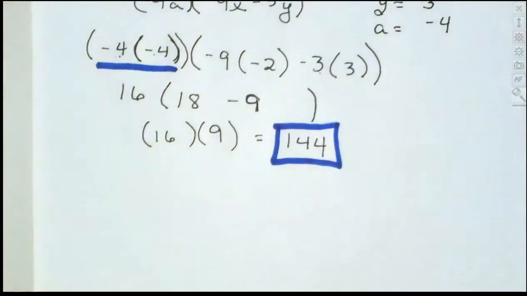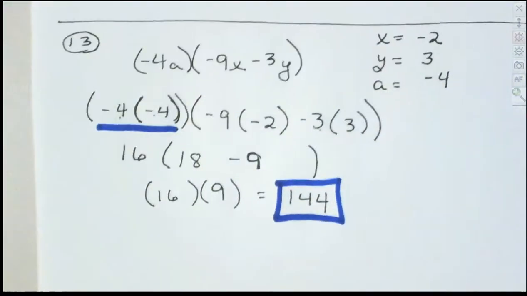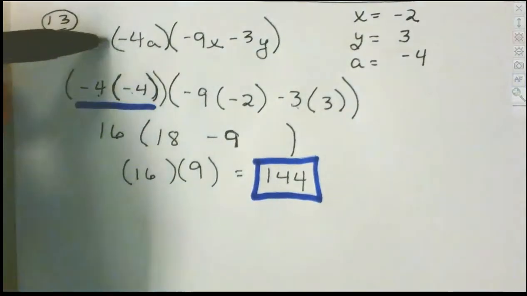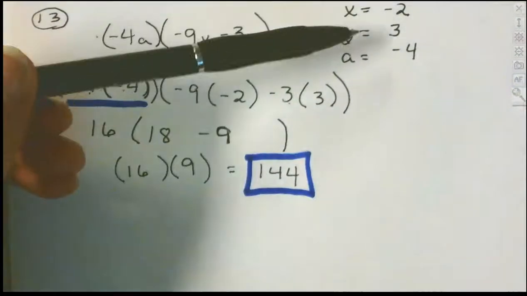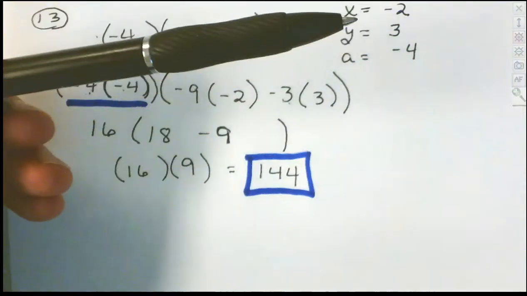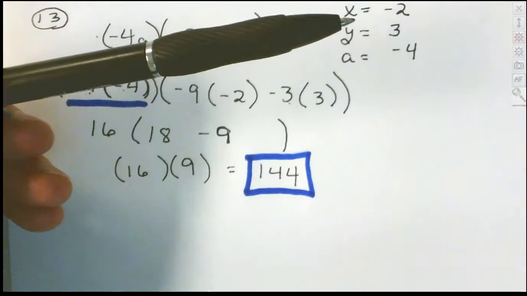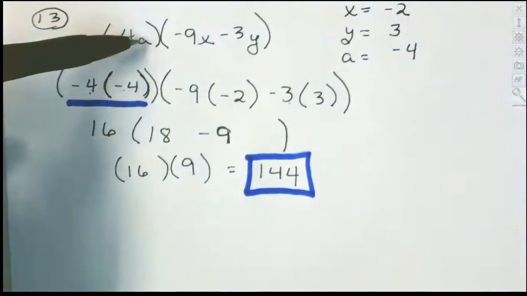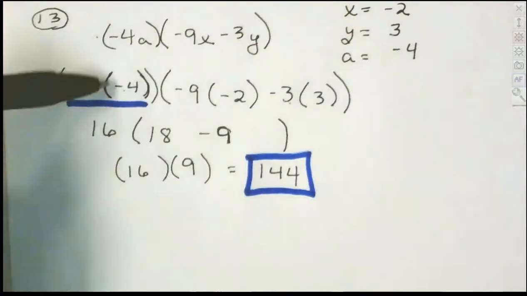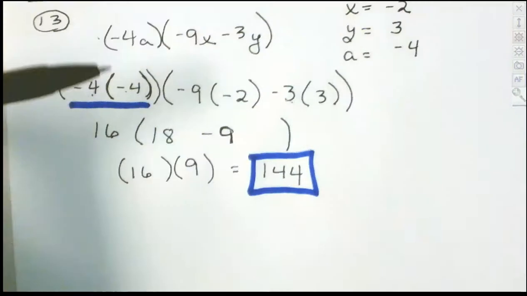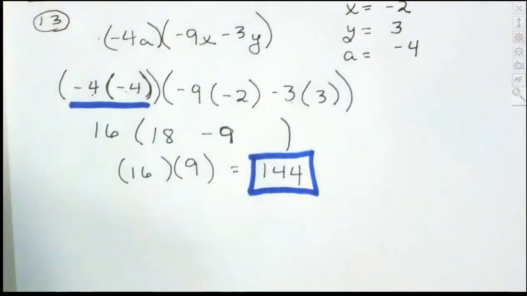So let's take a moment to just review what I did. Here is my original expression. I needed to plug in these values. Whenever you plug a value in that's negative, put parentheses around it. Very, very important. Okay, so put parentheses around those negatives when you plug them in. I put the negative 4 in for A, so I put the parentheses here. And then I did the same thing with the negative 2 and the positive 3.